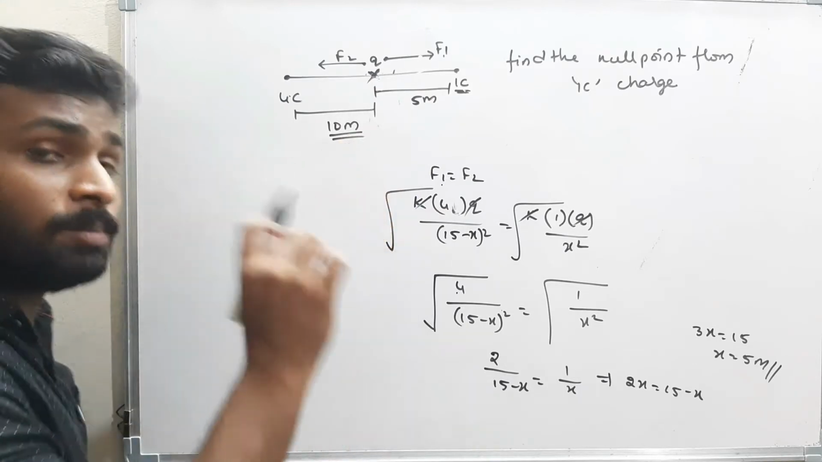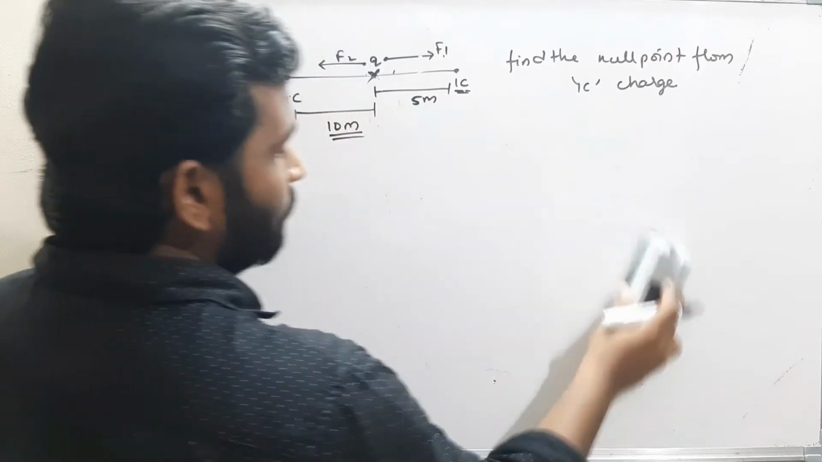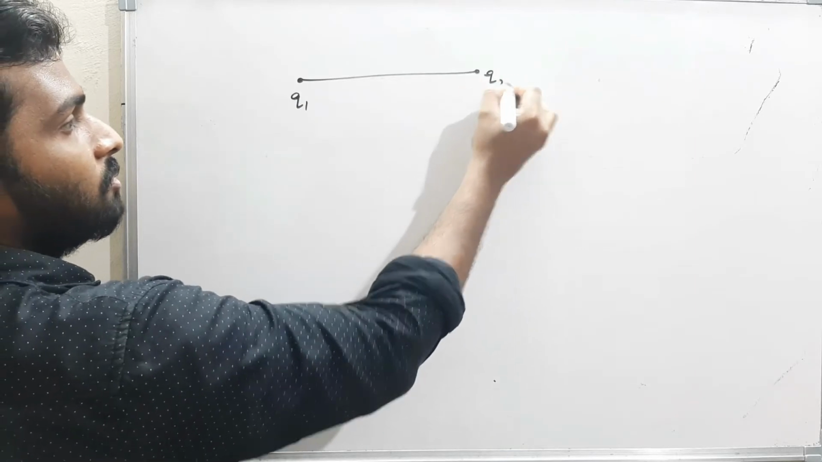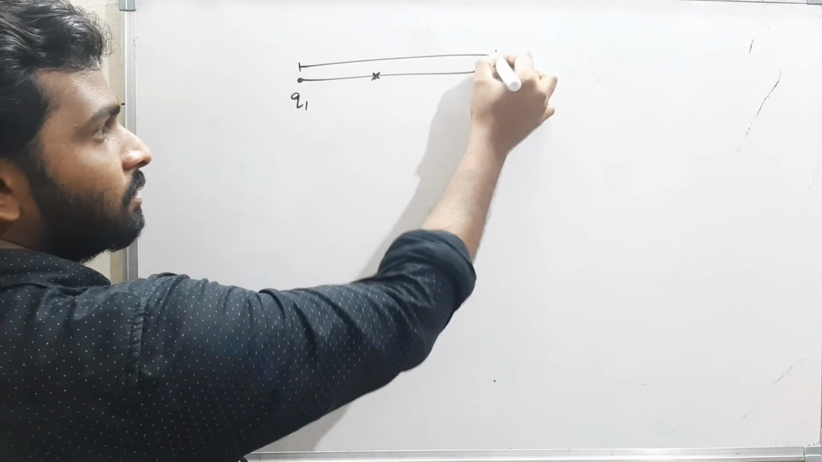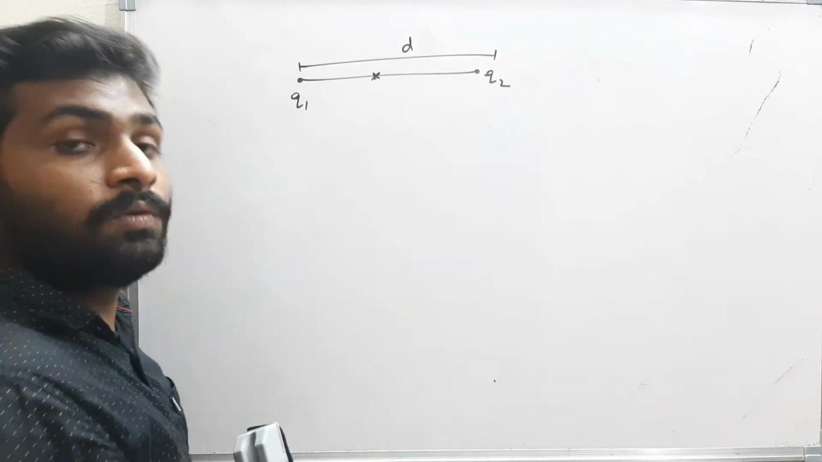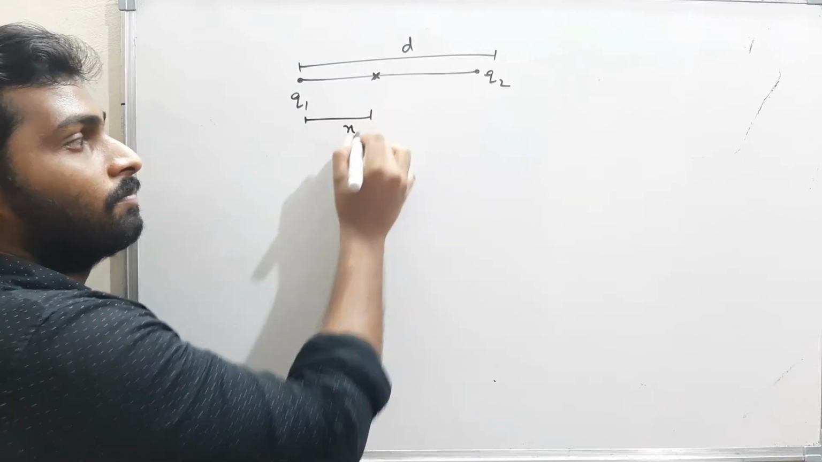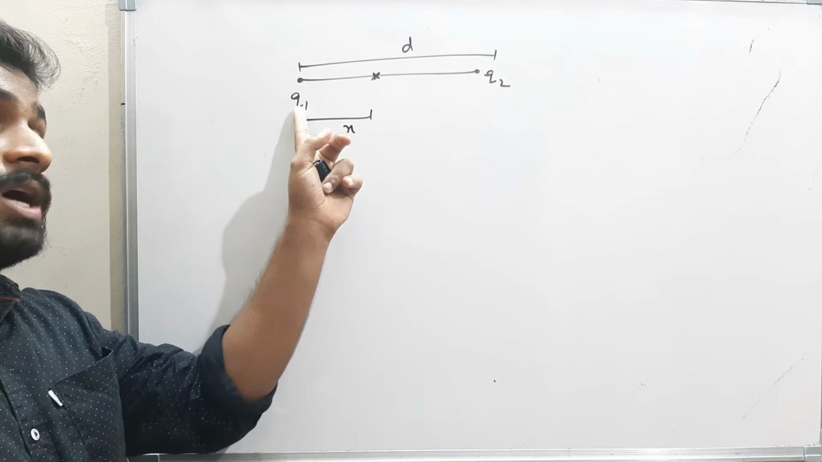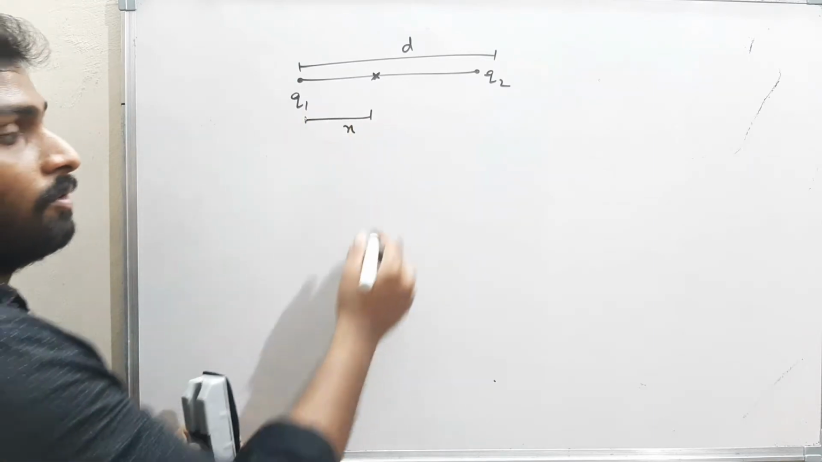Okay, I can solve these null point problems simply by using a formula. Now see what the formula is. This is Q1 and this is Q2. The distance between them is D. They told to find the null point from the charge Q1. From this charge Q1 they told to find the null point. The null point is at distance x. Therefore, what is the x value?